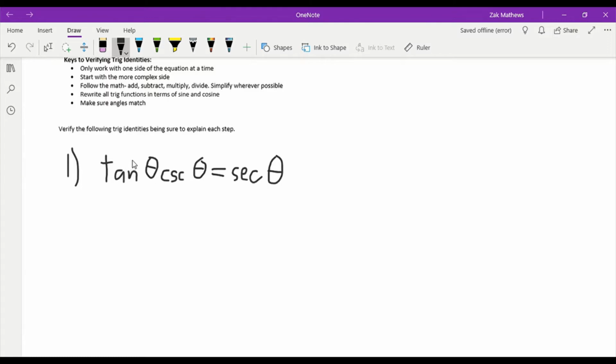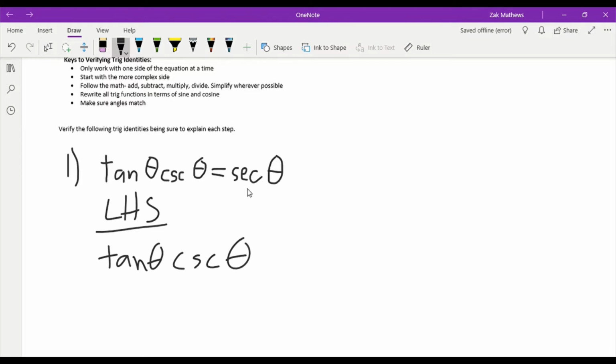All right, so the first thing I want to do is pick a side, and it's definitely looking to me like this is the more complex side. There's just more to it. So I'm going to start by writing down LHS, standing for left-hand side, and that's just making it extremely obvious to your reader what you are doing. These are a little bit different because we know exactly what the answer is. We know the answer is going to be secant. Your work is not trying to get to an answer. Your work is explaining why this statement is true.